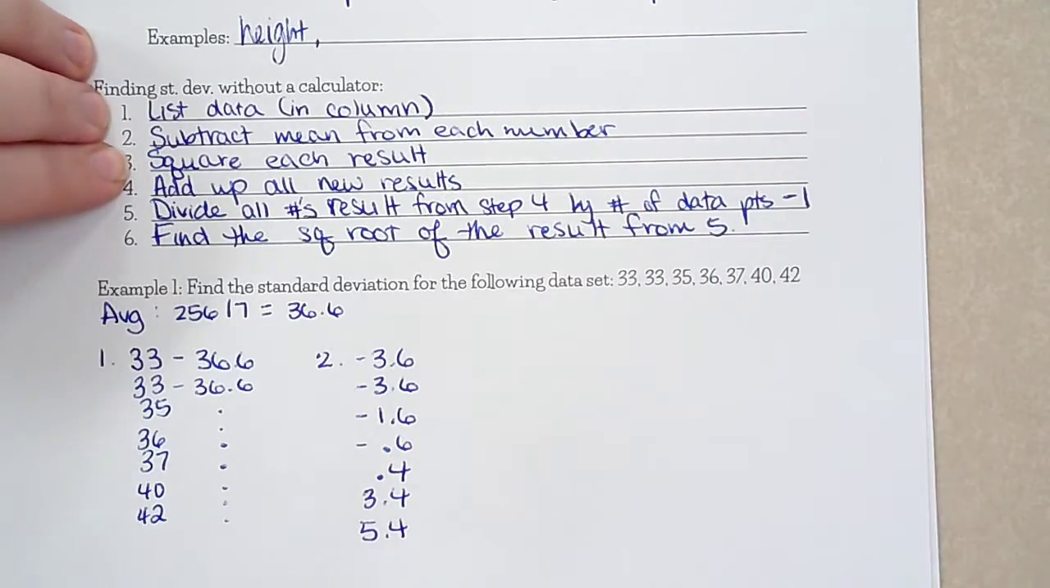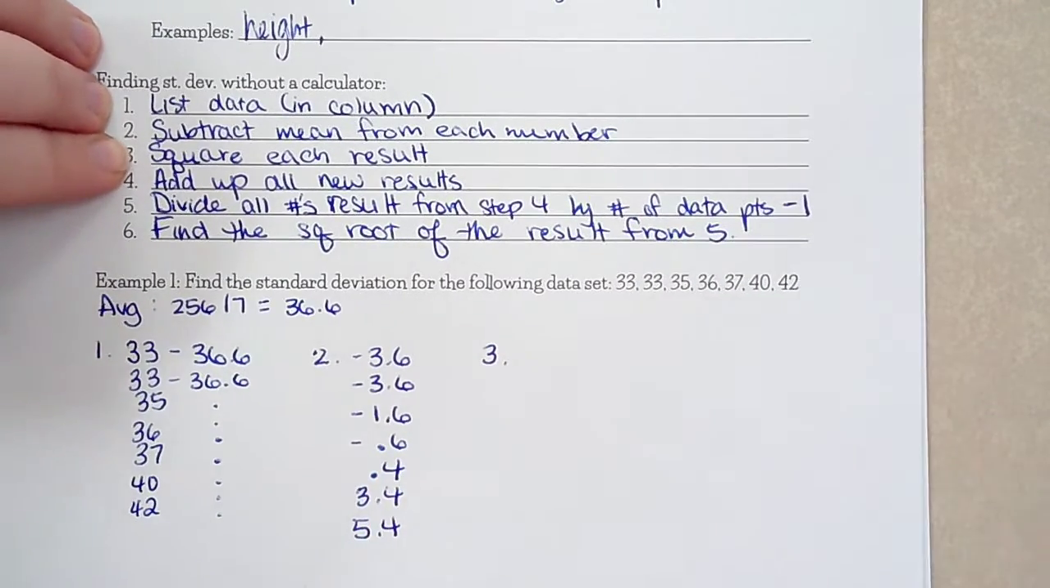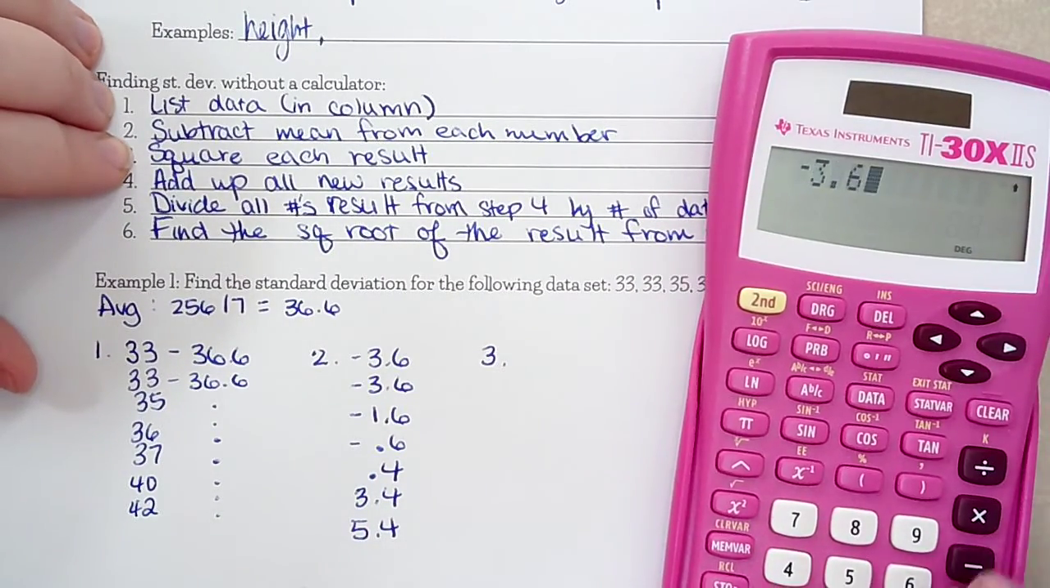Third step says I'm going to square each result. So step 3 says I'm going to take negative 3.6 and square it.